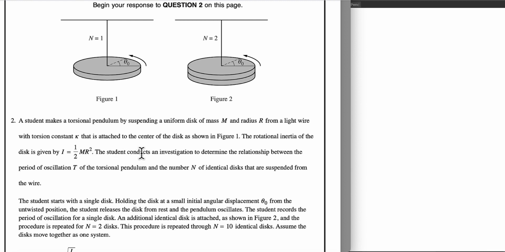The student conducts an investigation to determine the relationship between the period of oscillation capital T of the torsional pendulum and the number n of identical disks that are suspended from the wire. So here in the second picture, it shows us the two disk situation. Okay, so now notice that the initial twisted angle theta naught is the same for both cases.